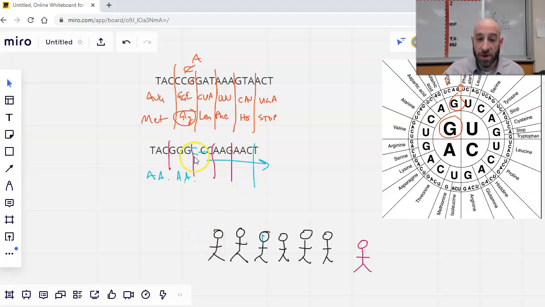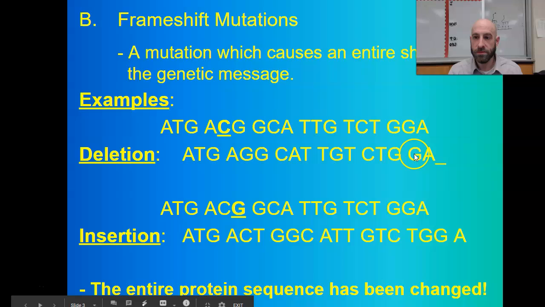So I put the mutation right here. Well, let's say I put it here. Everything after it would be affected. So the farther along in that chain the mutation occurs, the less of an impact it has. The more amino acids that get affected by this mutation, the bigger the impact. So in a frame shift mutation, if you look here, the entire protein sequence is changed.